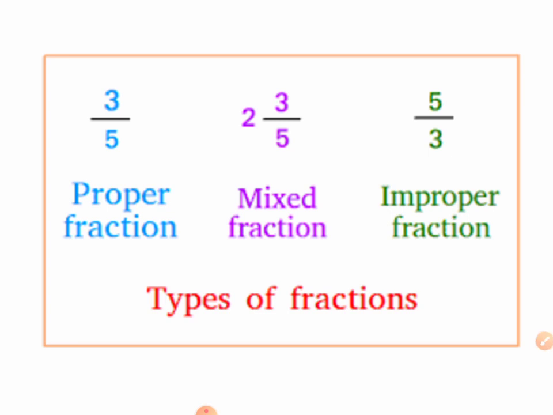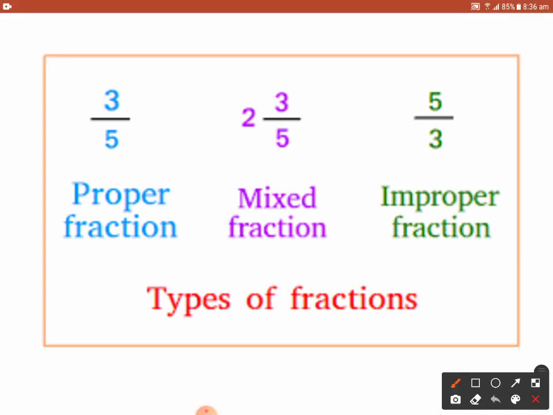Children, now we are going to talk about types of fractions. There are various types of fractions. The first is called a proper fraction. In a proper fraction, the numerator is smaller than the denominator. For example, 3 upon 5, where 3 is the numerator and 5 is the denominator, and 3 is smaller than 5, it means it is a proper fraction.